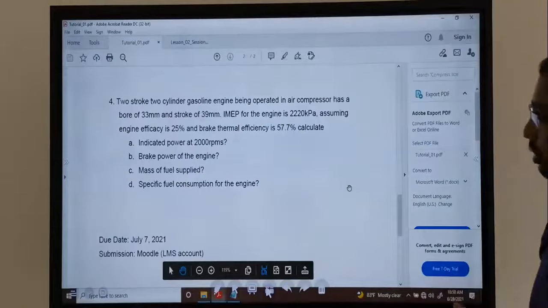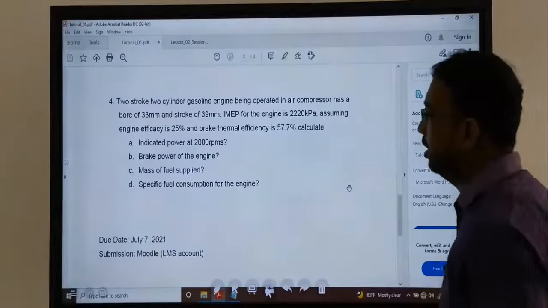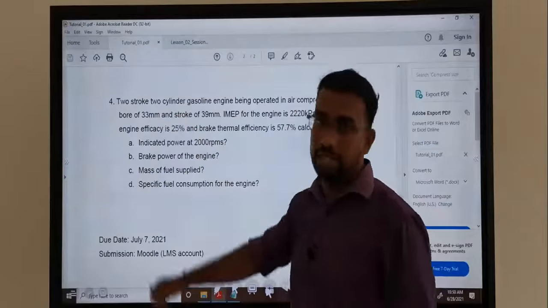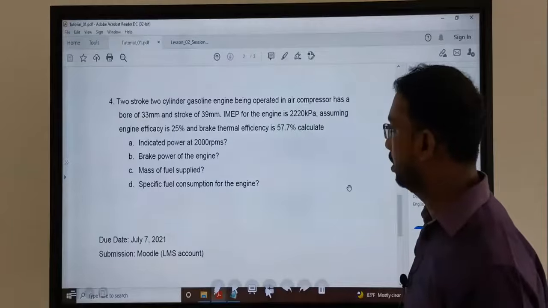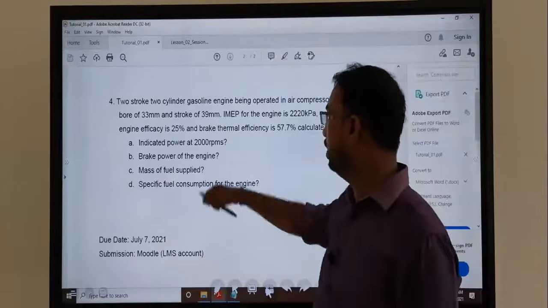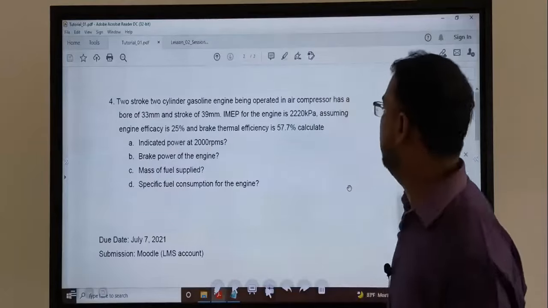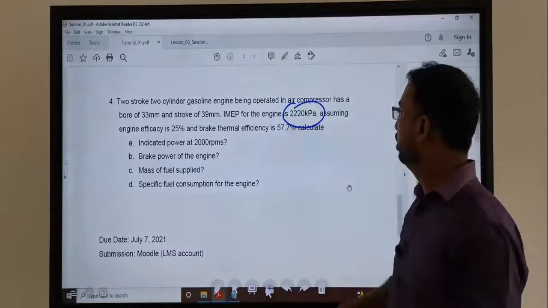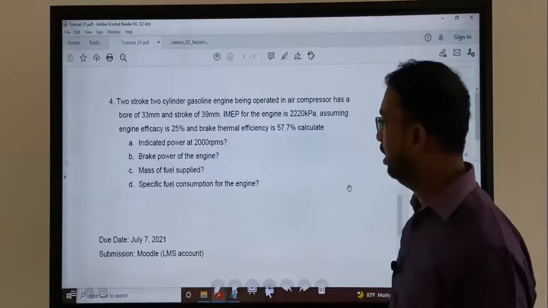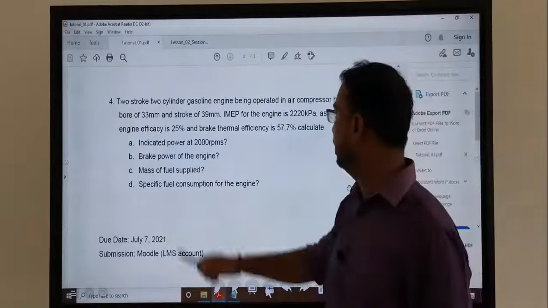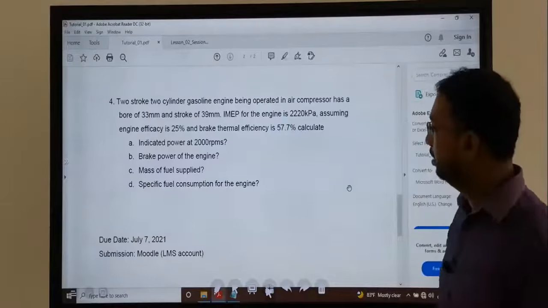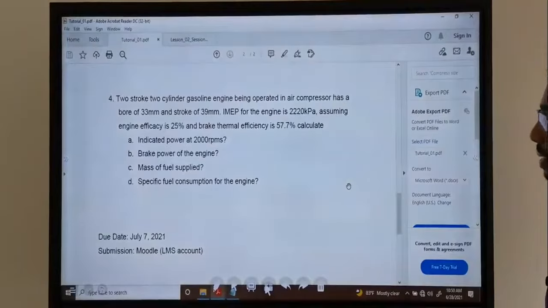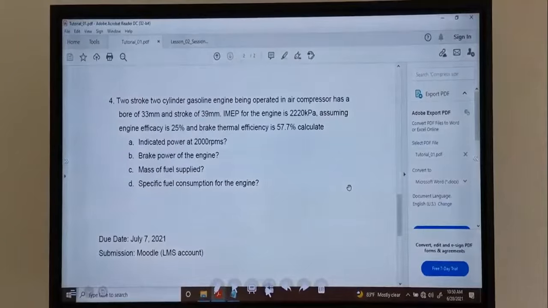So the fourth question is also the same one, but here the difference is this is a two-stroke engine. So the K factor is changed. The bore and stroke values are also given. Indicated mean effective pressure is 2220 kilopascal, and engine efficiency 25%, and brake thermal efficiency 57.7%. So first, the indicated power at 2000 RPM.